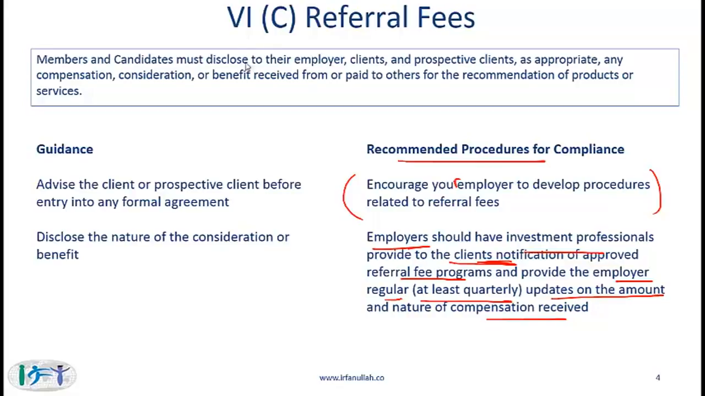That is it in terms of standard 6. Do all the examples.